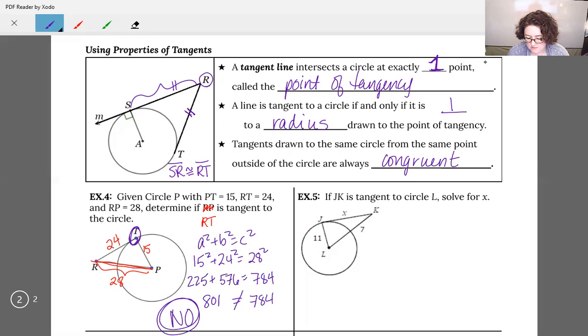So keep that in mind. If you're asked that question, whether or not it makes a right triangle, again, plug it into the Pythagorean Theorem like we did back in our right triangle unit.